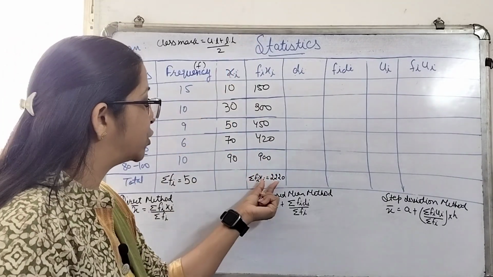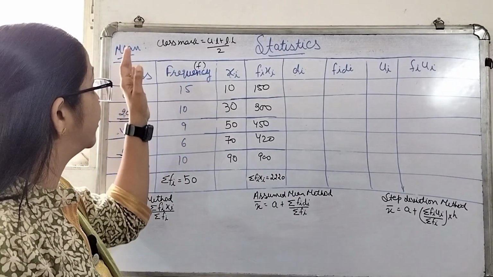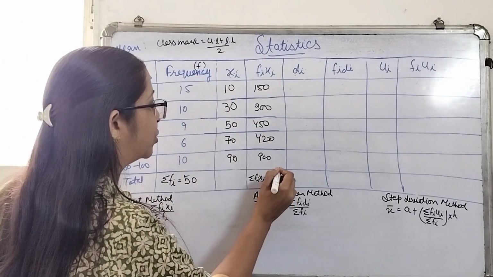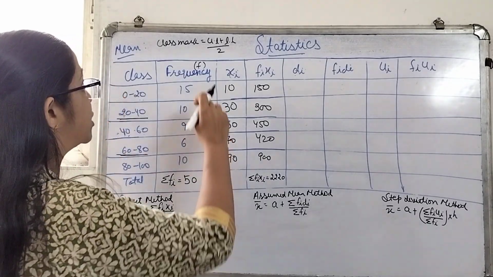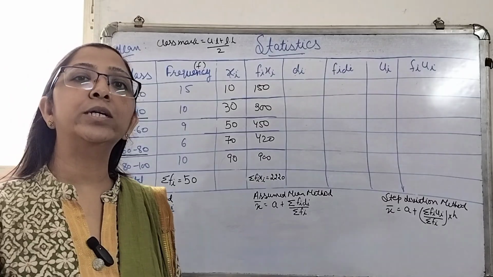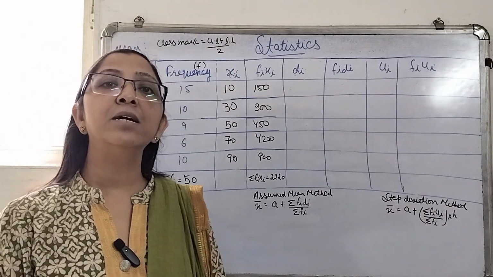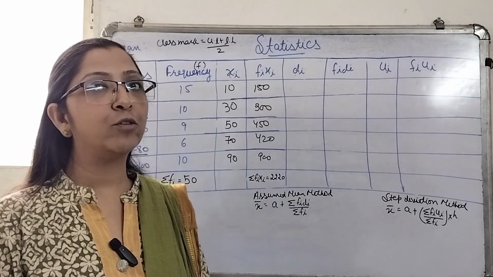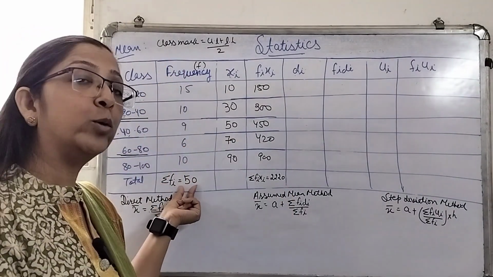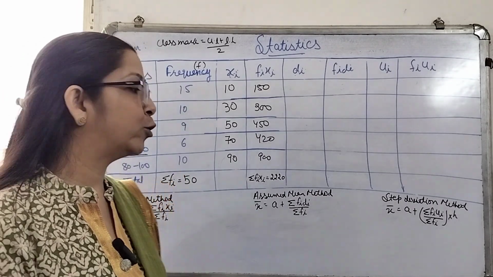That means this summation of fi xi gives us the sum of all the observations, whatever the observations were. If we add all these observations, this gives us the sum of all the observations. And just now we discussed that summation of f, that is frequency, if we add it, gives us the total number of students, the total number of observations. And we discussed that mean is the sum of all the observations upon the total number of observations. So this is giving us the sum of all the observations, and this is giving us the total number of observations. If we divide these two, it will give us the value of mean.